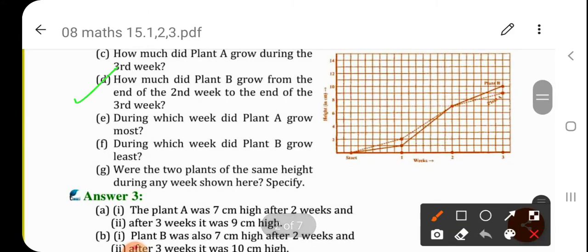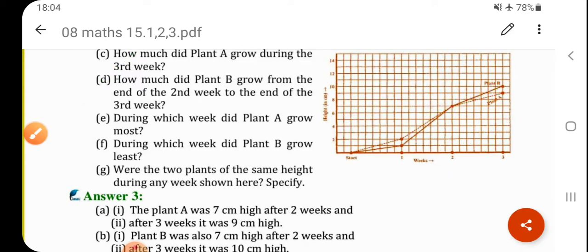Fourth question, how much did plant B grow from the end of the second week to the end of the third week? So for plant B, you have to get the height of this plant after the second and third week, and you have to subtract it.